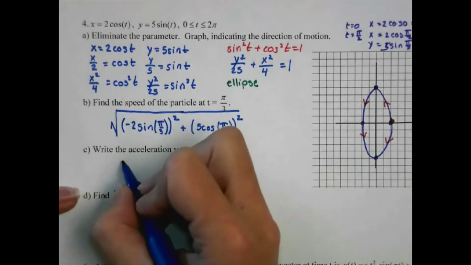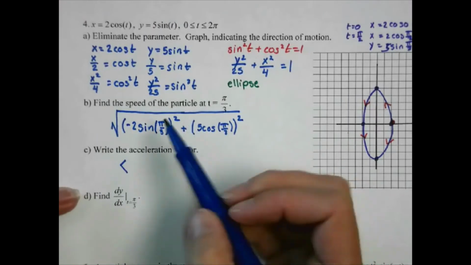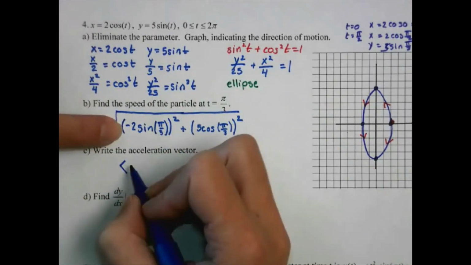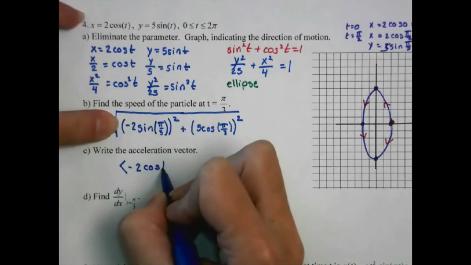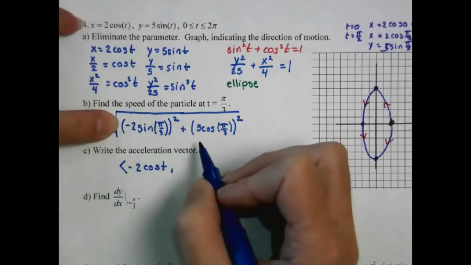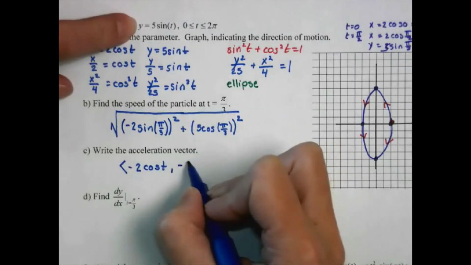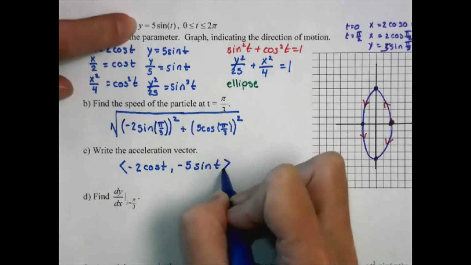Our acceleration vector. Okay, so the derivative of 2 cosine was -2 sine, which means this derivative is -2 cosine. And then our derivative of sine was 5 cosine, which means the derivative of that is a negative 5 sine t.